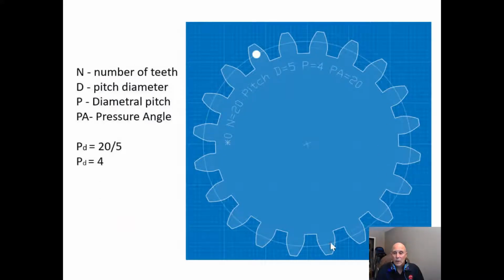So off of a gear drawing, what you'll see is the number of teeth is 20, the pitch diameter is 5, diametrical pitch is 4, and the pressure angle is 20. Now, pressure angle is something we haven't talked about, but pressure angle is the angle that's built into the curve of these teeth. Now, what we see is 2 different pressure angles. The most common now is a 20-degree pressure angle, but you might also see a 14-degree pressure angle.